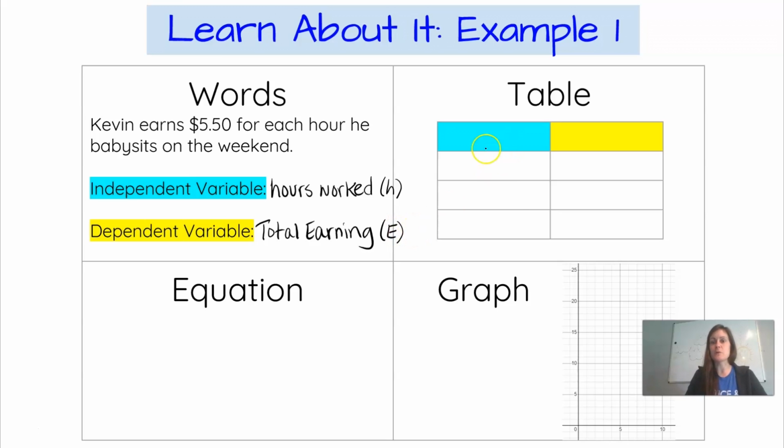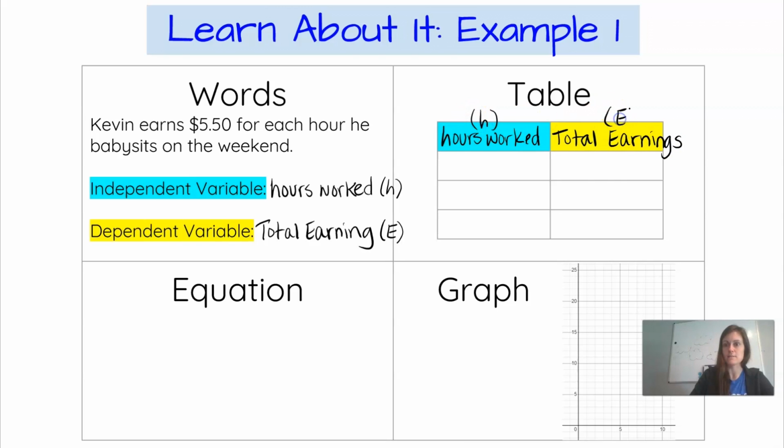So the next thing that I'm going to do is create a table of values that represents some specific instances about the number of hours that Kevin works. So I'm going to begin by labeling the first row in my table with my independent and dependent variables. My hours worked, I'm representing that with an H, and my total earnings, I'm representing that with an E. So I'm going to think about a couple situations that Kevin might be babysitting. He might be babysitting for 1 hour, he might babysit for 3 hours, or he might babysit for 4 hours.